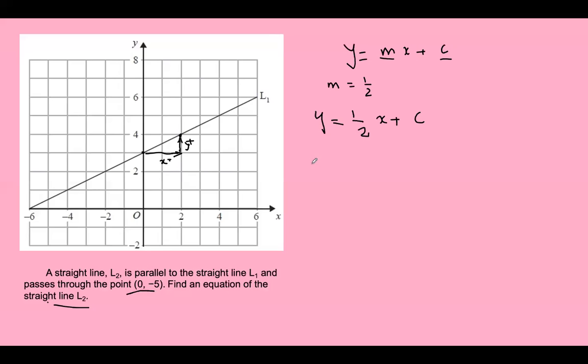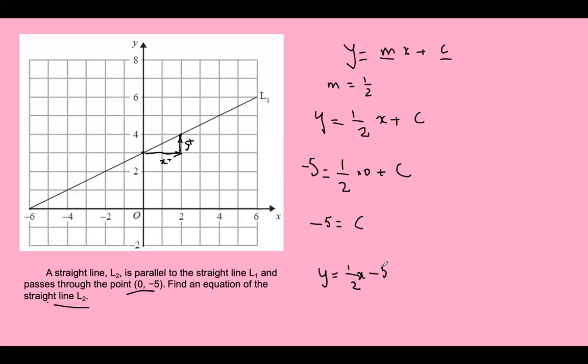So minus 5 is the y, so minus 5 equals 1/2 times 0, because x is 0, plus c. So this is all 0, so minus 5 equals c. So c is minus 5. Now, all we need to do is substitute into the equation, and then this is how the equation is going to look like. So y equals 1/2 x minus 5.